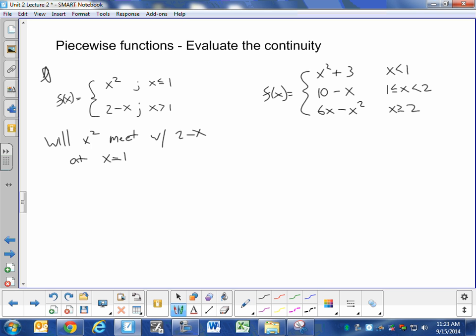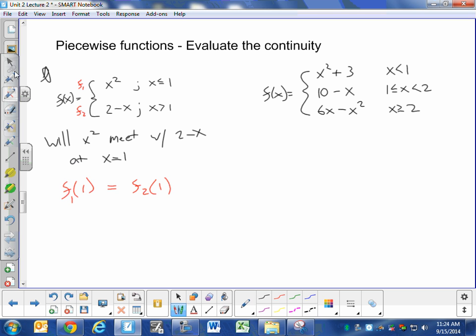If we figure that out and they meet at the same place, the function is continuous. If they don't meet at the same place, the function will not be continuous at that location. Well, all you have to do then is, if I split this into two pieces, the top guy and the second guy, I just need to evaluate the top guy when x is 1 and make sure that's equal to the bottom guy when x is 1.